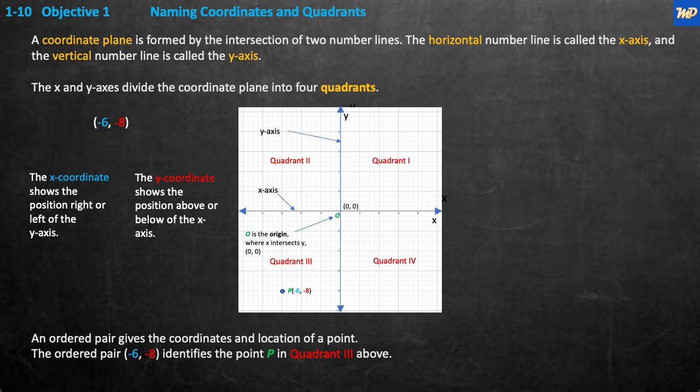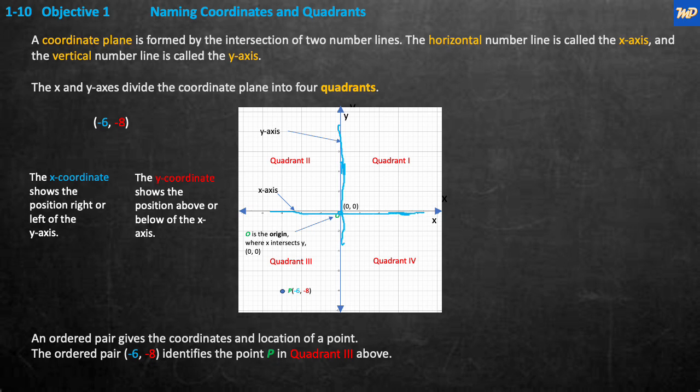Okay, objective 1, naming coordinates and quadrants. This is going to use most of the terms we just learned in the definitions. A coordinate plane is formed by the intersection of two number lines. In our graph here, we have a number line, which is this x, and here's the y. These are two separate number lines. The horizontal number line is the x-axis, and the y-axis is this vertical number line, okay? And they intersect right here in the center. You see that? The vertical number line is called the y-axis.